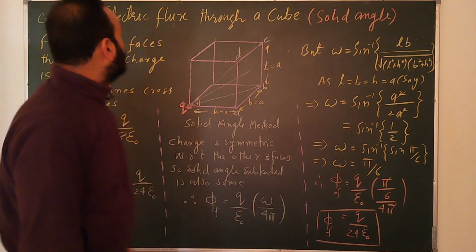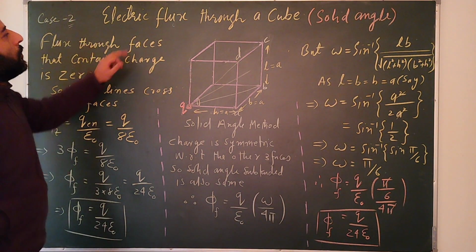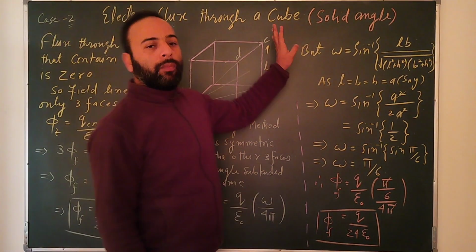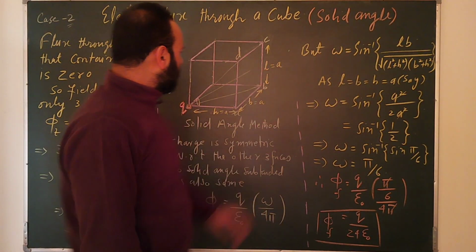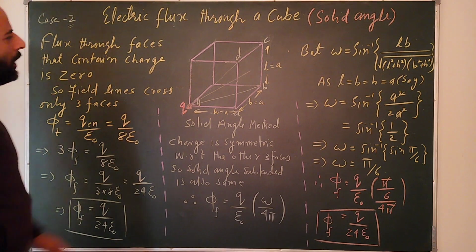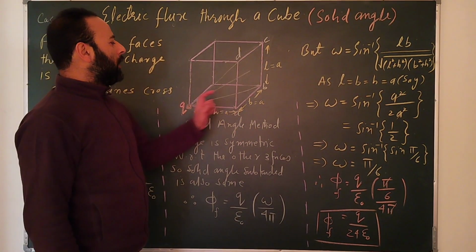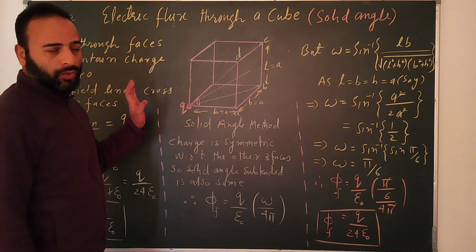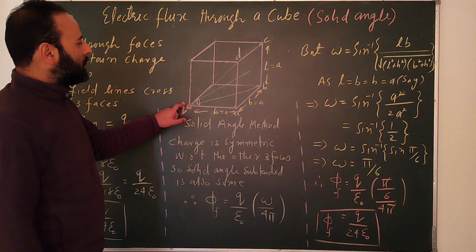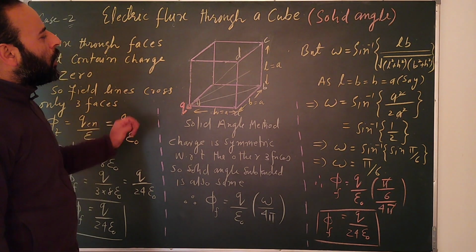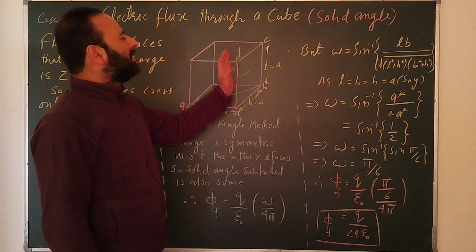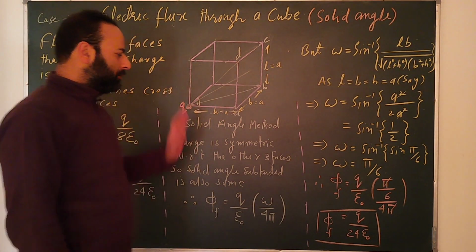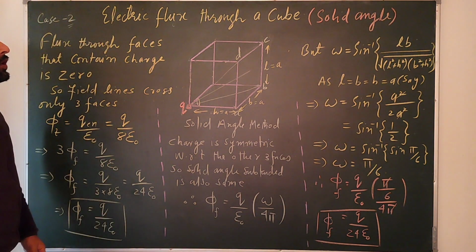Okay, welcome. We have now case 2 for the electric flux through a cube using the solid angle, right? Now here I have taken a cube and the charge is resting on one of the corners of the cube, right? So here is the charge. Now we have to see what is the flux through the different faces of the cube. We have two methods to solve this.